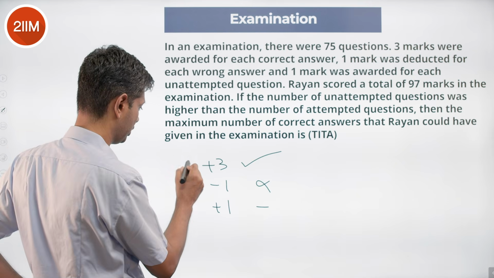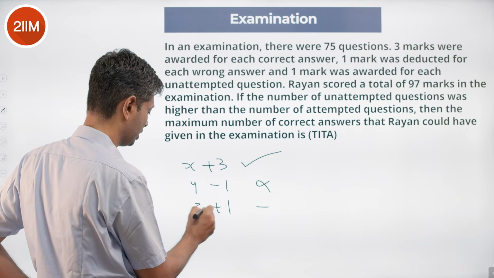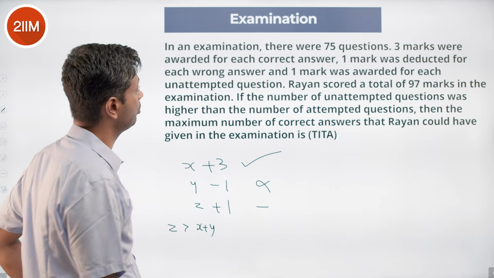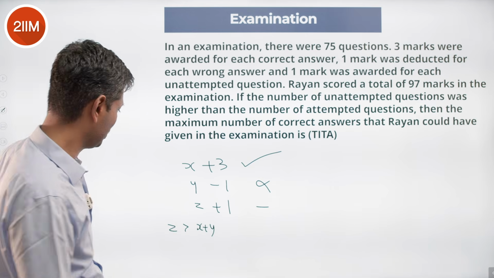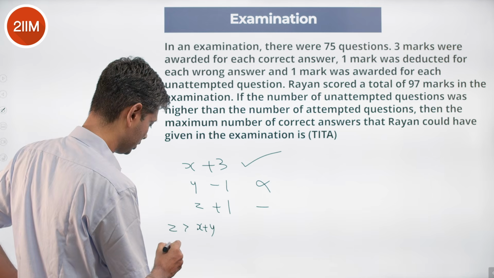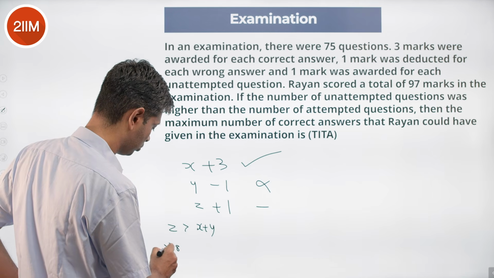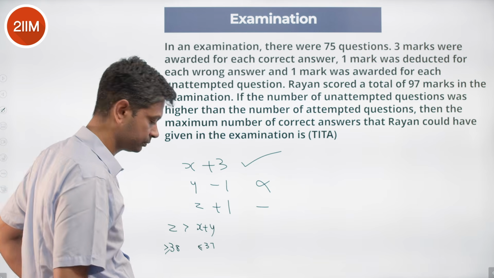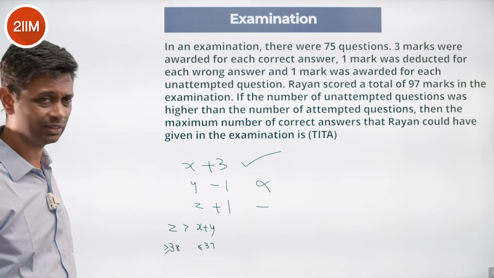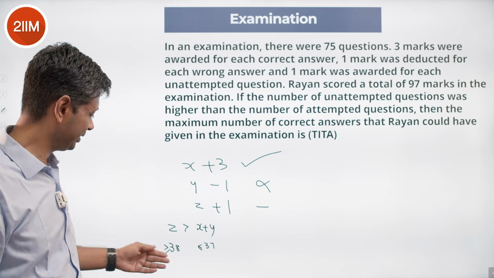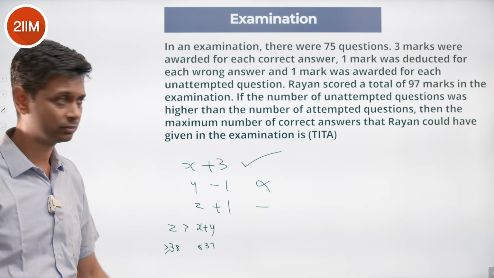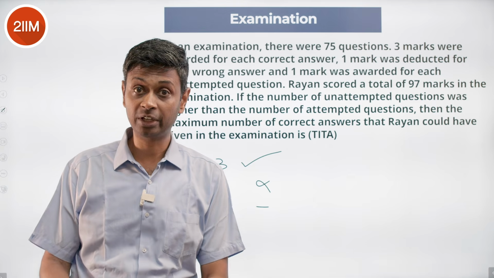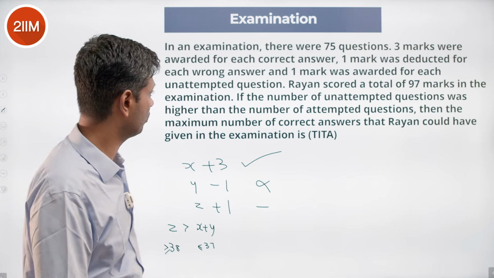Let's say x, y, z. Z is greater than x plus y. All three put together is 75, so z is more than half of it: 38 or more, and x plus y is 37 or less. X plus y could be 37, z could be 38. At least 38 questions were unattempted. And that's what we know.